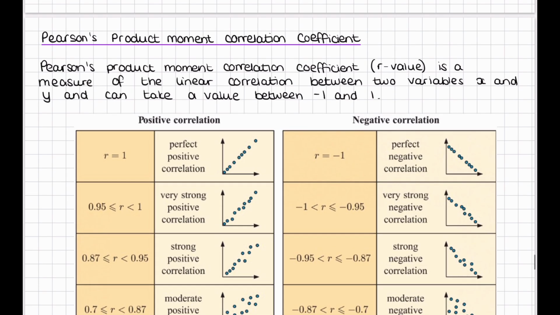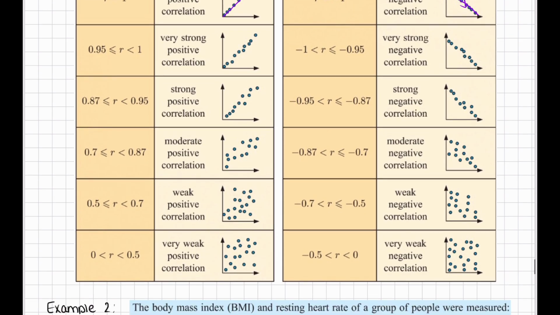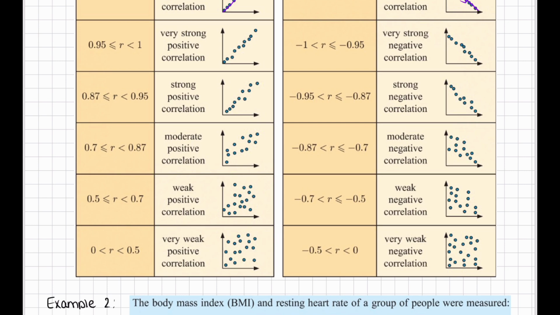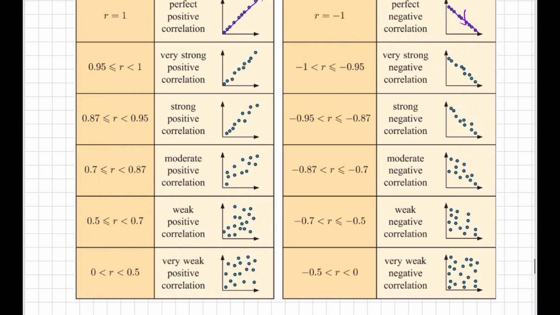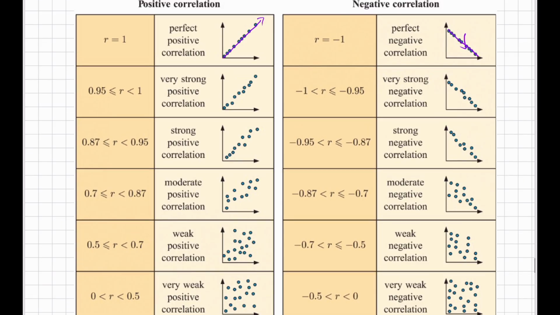If it was a 1, it's a perfect positive, so it perfectly forms a straight line upwards. If it was -1, it is a perfect straight line going downwards. And then from there we can reduce our wording coming down towards 0. An R value of 0 would mean there's absolutely no correlation. The only difference between the positive and negatives is if it's an upward trend or a downward trend, and then the higher the value, the stronger the correlation.